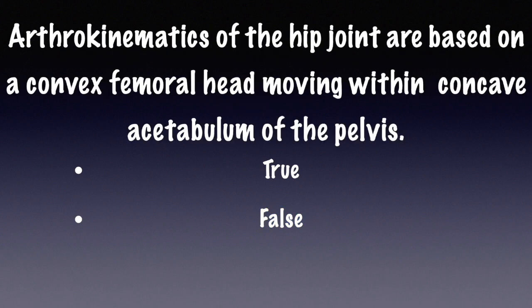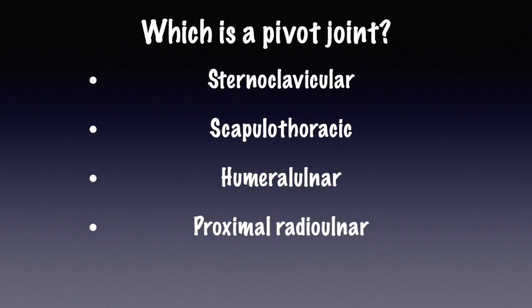True or false? Arthrokinematics of the hip joint are based on a convex femoral head moving within concave acetabulum of the pelvis. True. Which is a pivot joint? A. Sternoclavicular. B. Scapulothoracic. C. Humeral ulnar. D. Proximal radio-ulnar. The proximal radio-ulnar joint is a pivot joint.